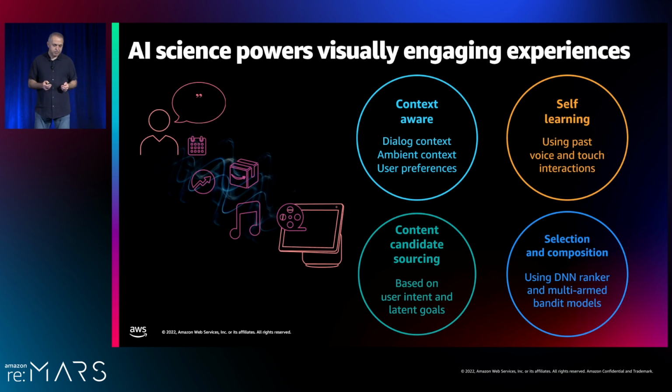So here, if you lift the hood and look underneath, what is powering blended results? These are the core building blocks that we need to implement on the AI side. First, our system needs to be context aware, meaning that Alexa needs to take the dialogue context into account, the ambient context the customer is in, and the customer's preferences as well.